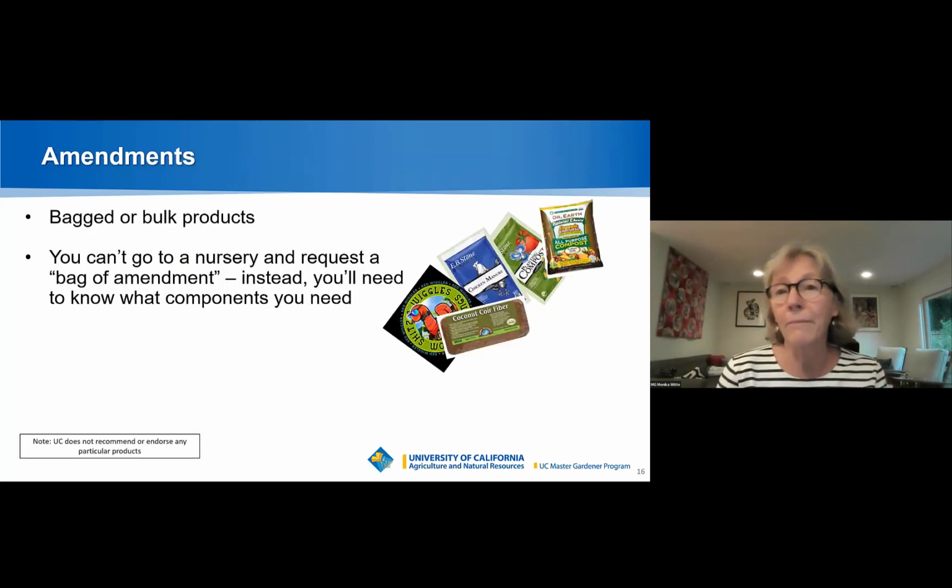So where do you get amendments? You can buy all kinds of bags or bulk products at nurseries or big box stores, but buyer beware, amendments are not regulated. You can't go to a nursery and request a bag of amendment. What you'll need to do instead is understand what it is you're looking for. What are good qualities of amendments? That will depend on what it is you're trying to accomplish.